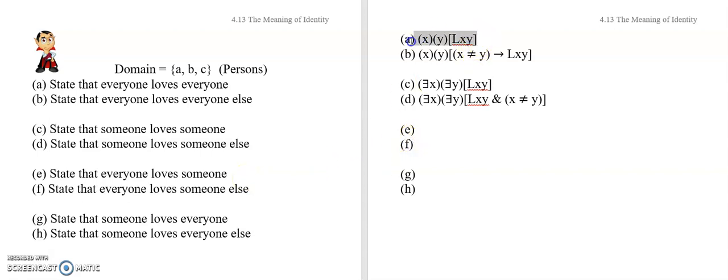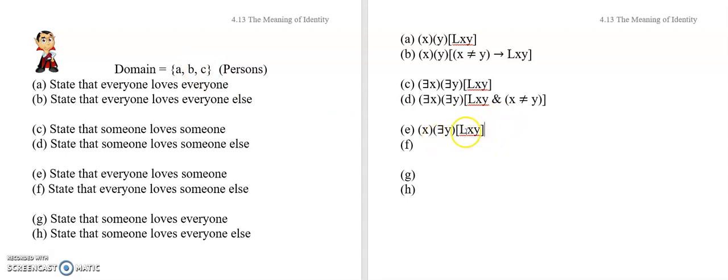E is a really interesting case. It's saying that everyone loves someone. If you have your three-person domain, A loves someone, possibly only themselves. B loves someone, possibly only themselves. C loves someone, possibly only themselves. Those are the ways in which it could be true on our domain.